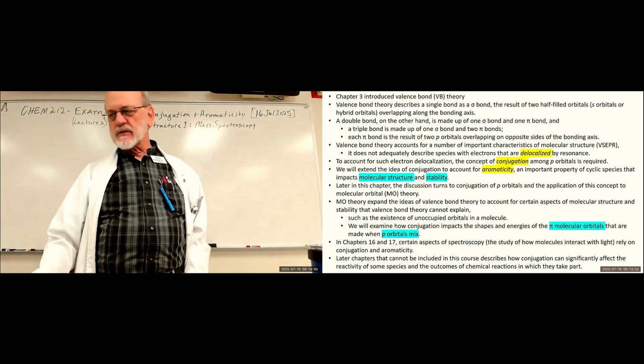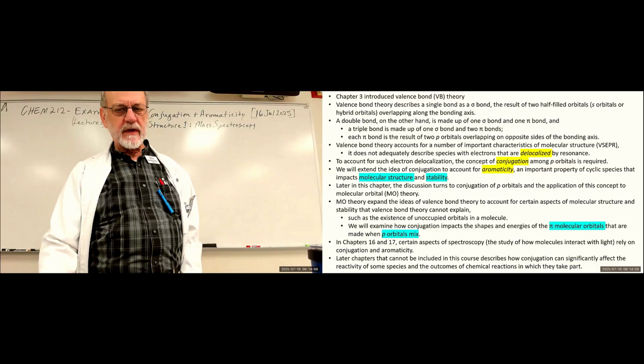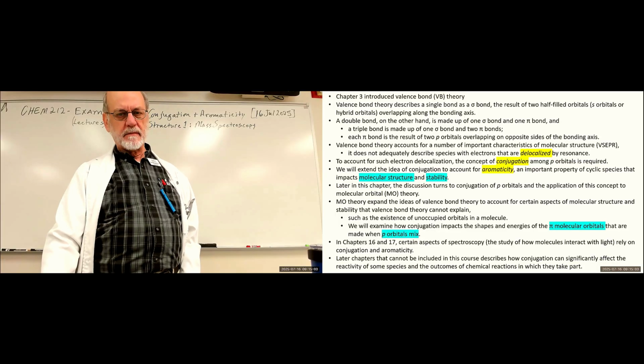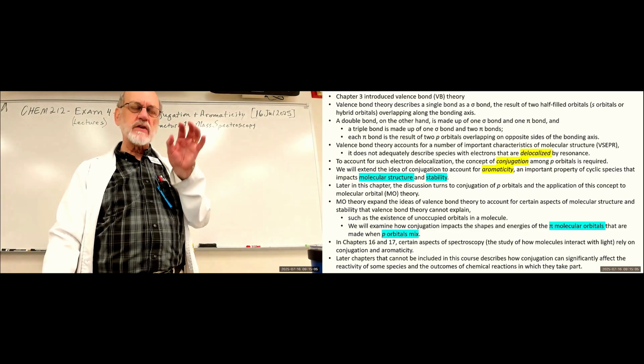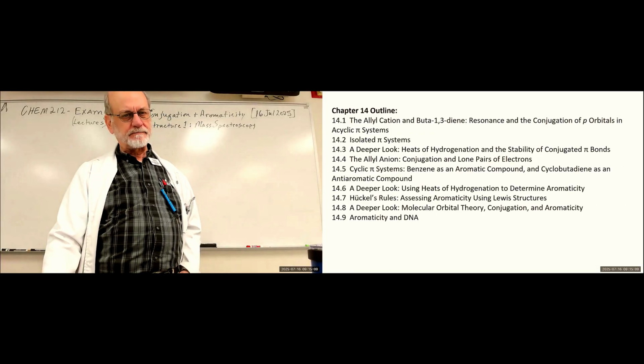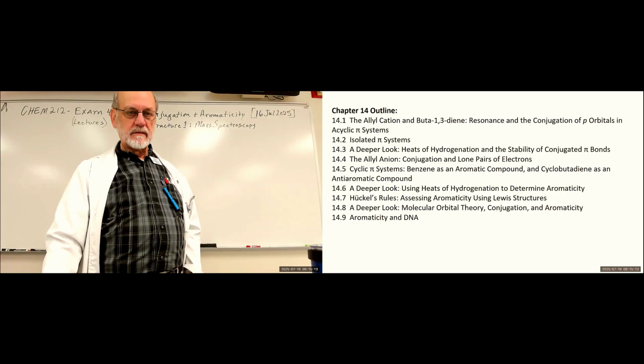We're going to have to leave out some chapters simply because there's not enough time in the course to cover everything, but we'll get as much as we can in. How conjugation and aromaticity affect chemical reactions. All right, there's my typical outline, and we'll just let that hang and move on.